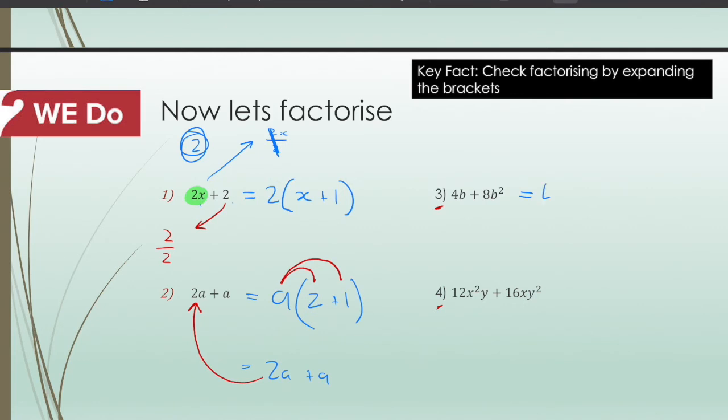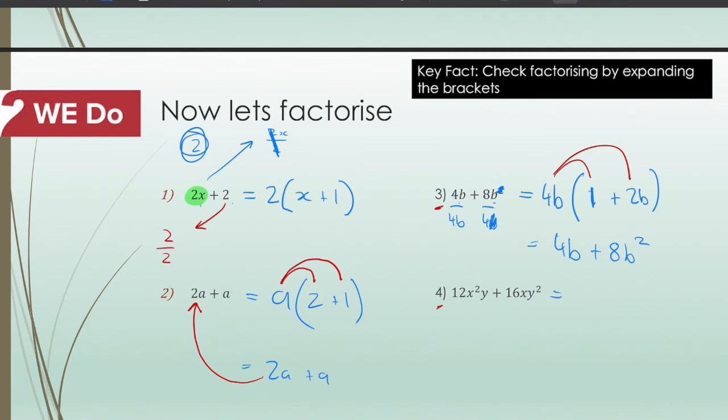Okay, so for this one, the highest common factor is 4b. We can divide 4 by 4, we can divide 8 by 4, and there's 1b on both sides. So if we divide this term by 4b, we just get 1. And then if we divide this term by 4b, a divided by 4 is 2, and b squared divided by b is just b. This squared cancels out with the b on the bottom. And then you can check by expanding. 4b times 1 is 4b. 4b times 2b is 8b squared. We're happy because that's what we started with.